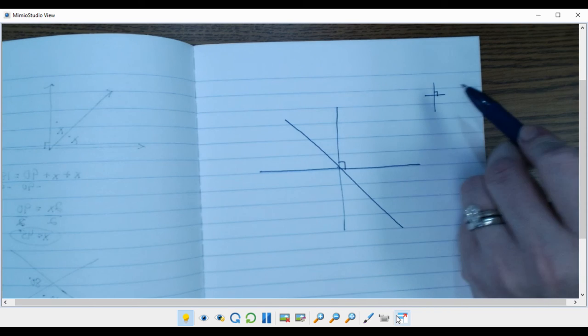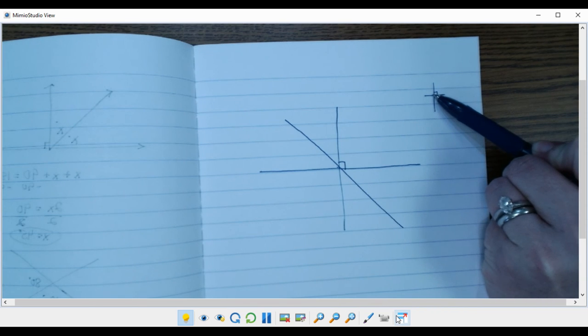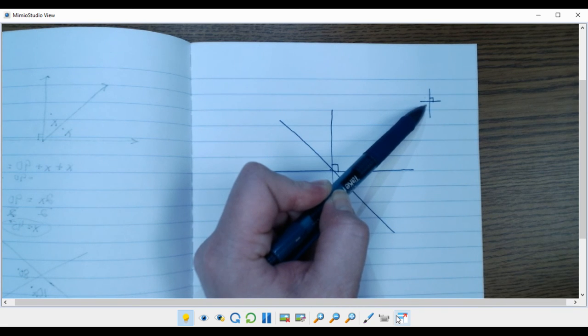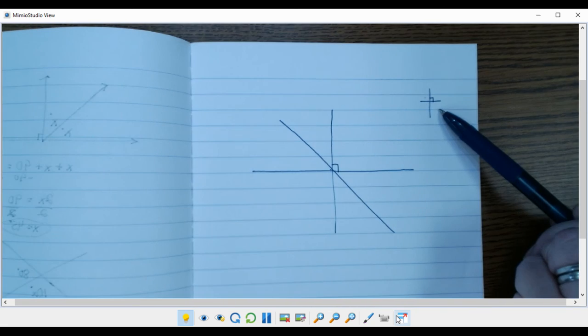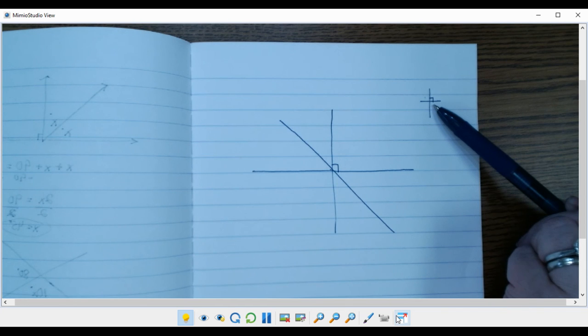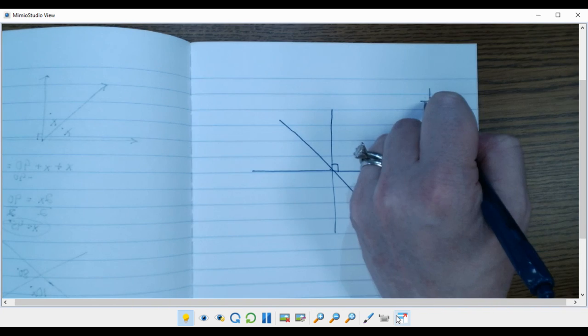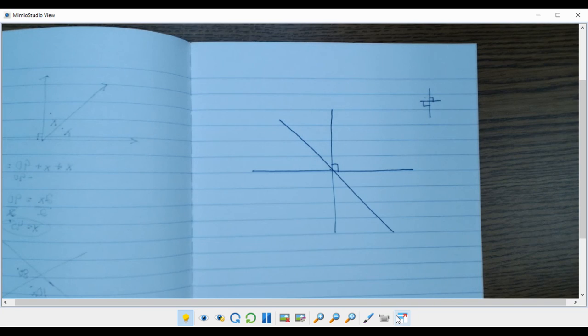So if this is 90 degrees, by supplementary angles, this one happens to be 90 degrees. And then supplementary top and bottom, this one happens to be 90 degrees. And this one happens to be 90 degrees. You could also say that you have vertical angles. So if the one that's marked is 90, it makes the other vertical angle 90 as well.